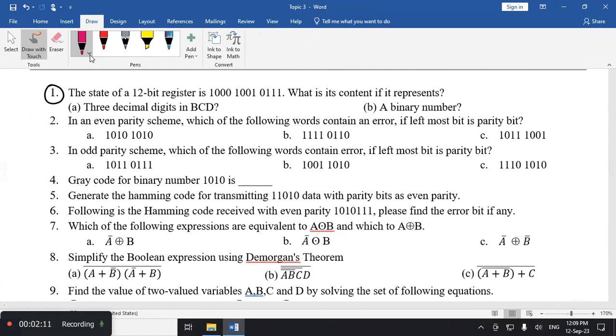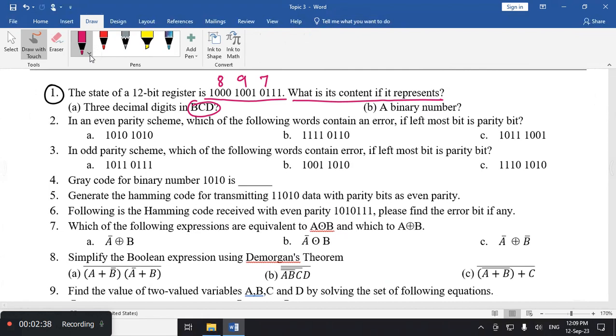Okay, a 12-bit register is having this content: 1000, 1001, 0111. What is the content if it represents a BCD? Suppose this is a BCD, what is the value? 897. If it is BCD, this is 8, 9 and 7. If it is not BCD, can you get me the value?